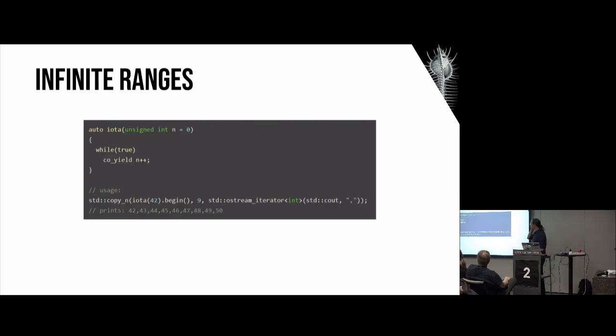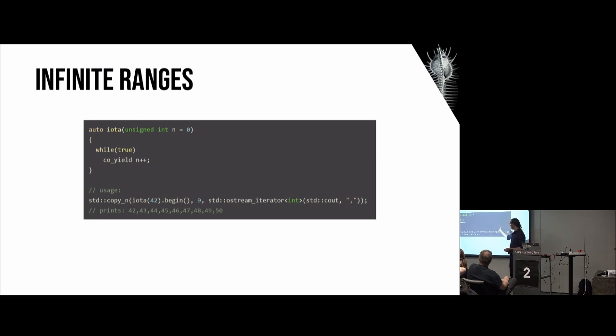Now, of course, nobody said that coroutines must provide an actual finite sequence, and since they're lazy anyway, there's no reason not to use infinite ranges. So in this case, I have this coroutine called iota, and it just loops infinitely and returns incrementally the values of n.